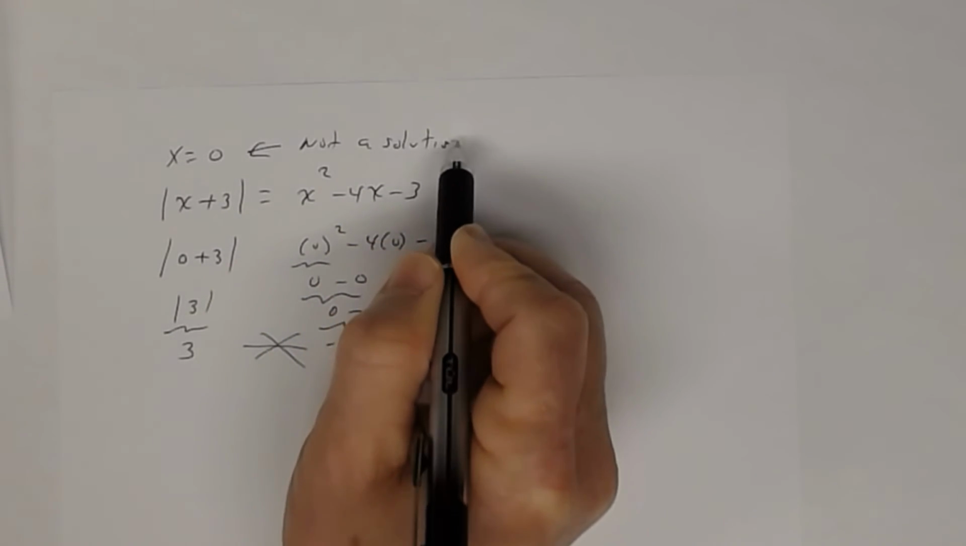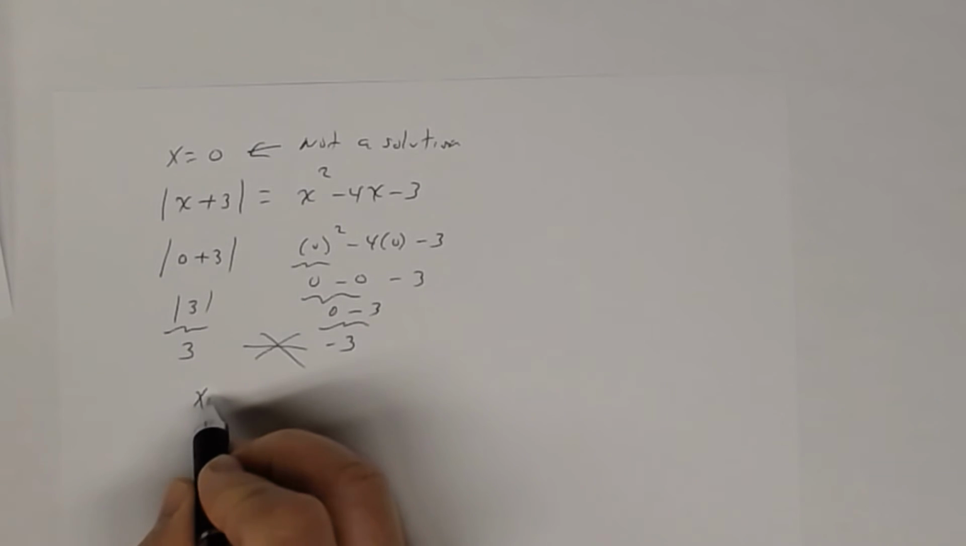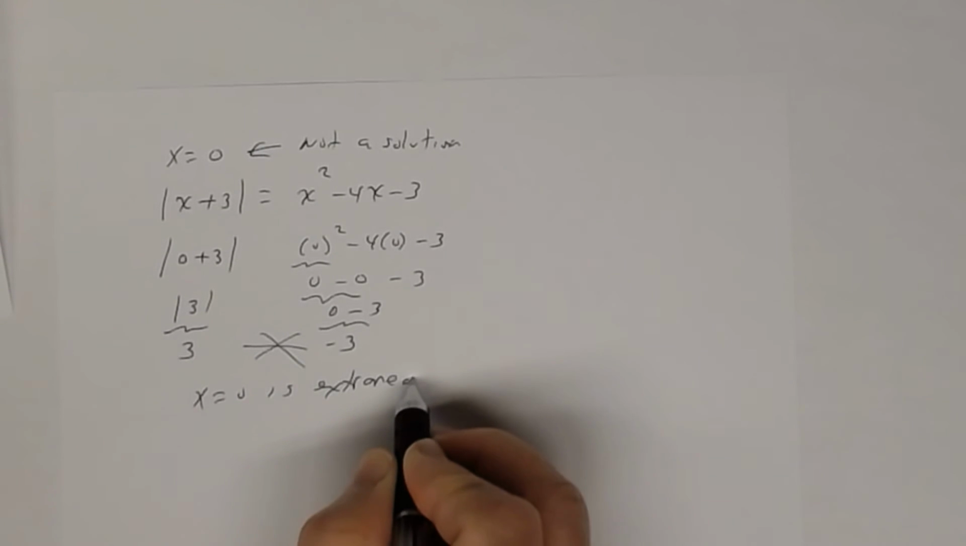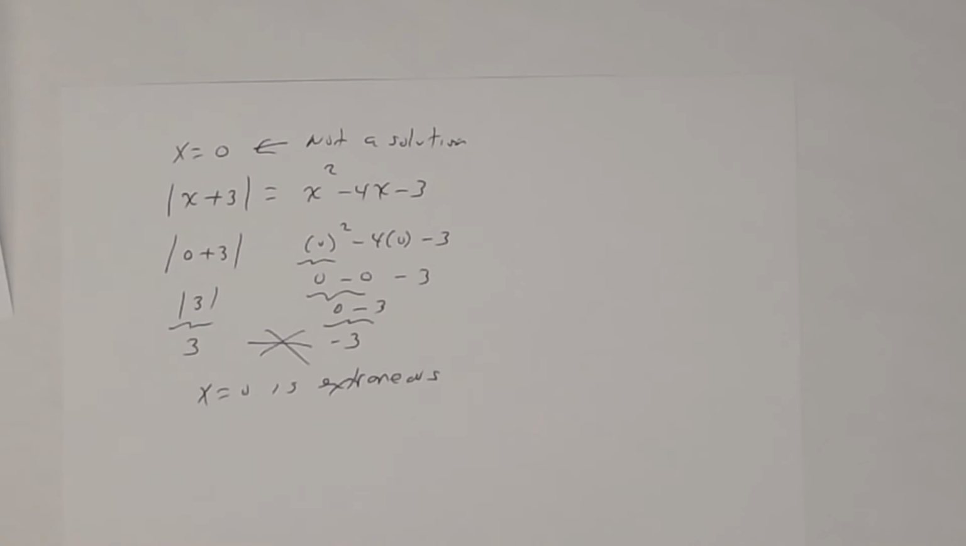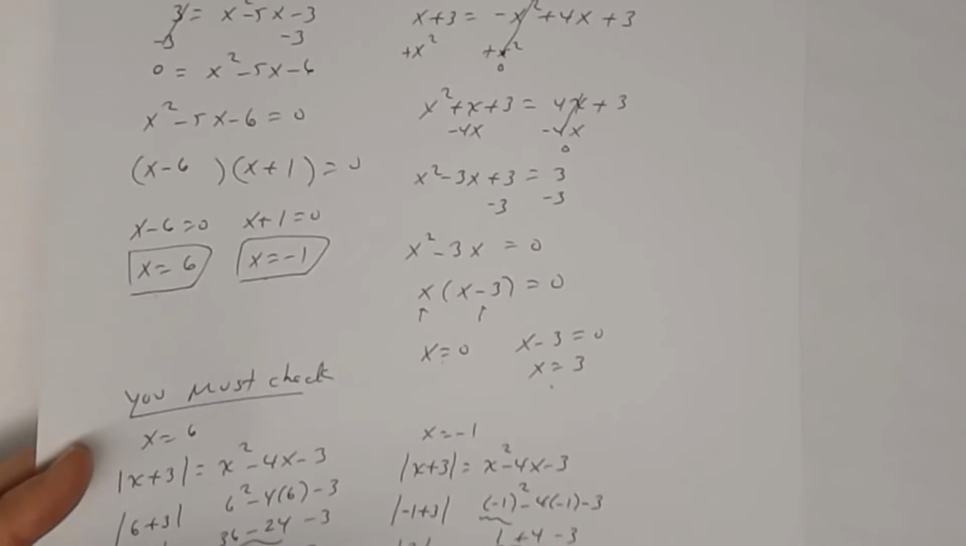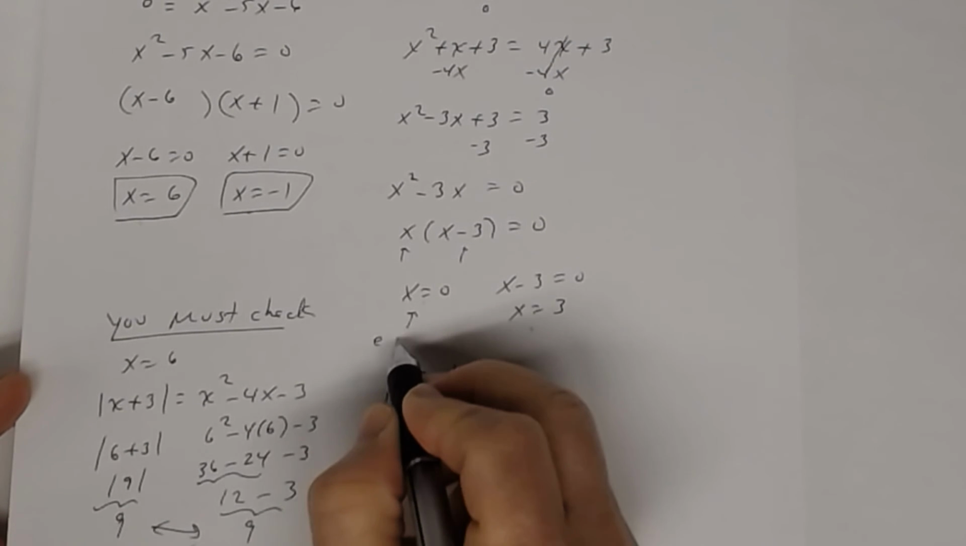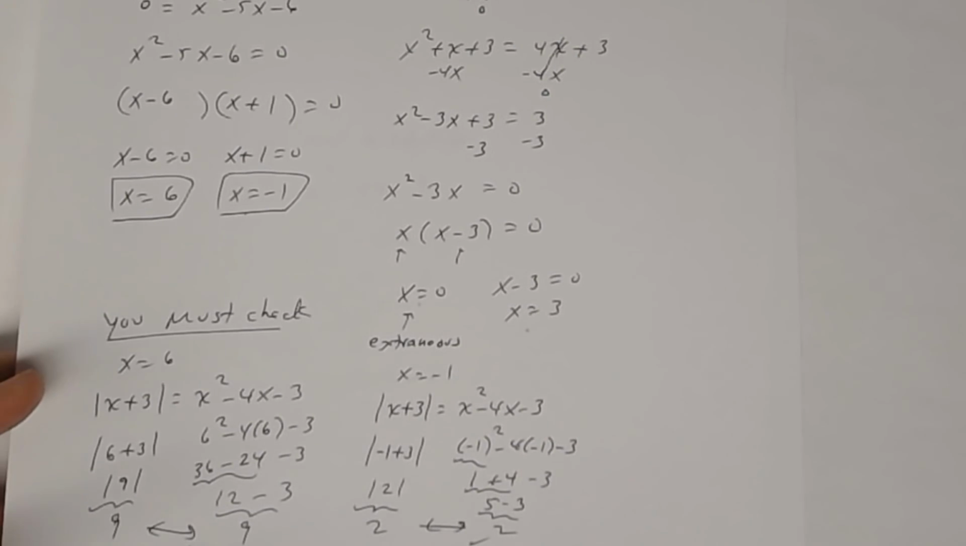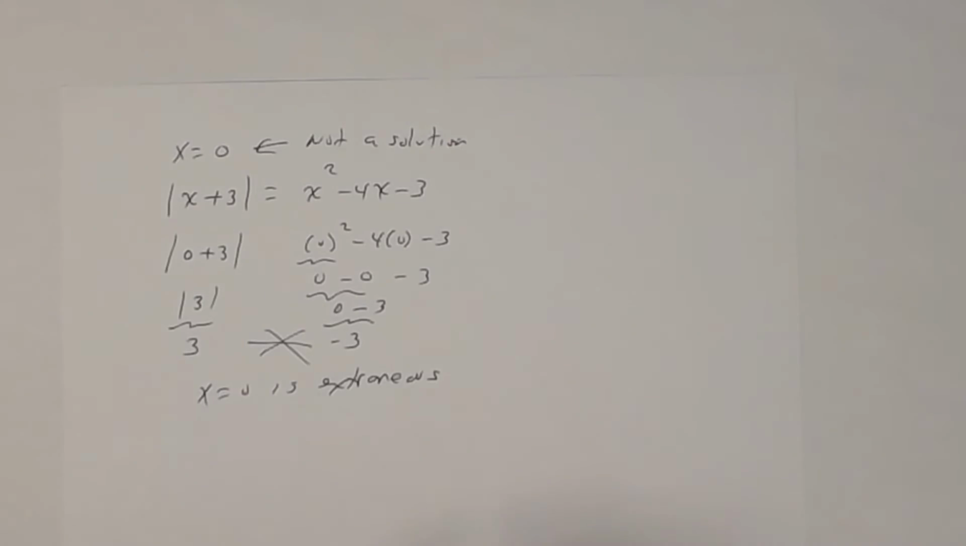It's not a solution. So remember, you can say x equals 0 is extraneous. All right. So far we only have 2 solutions. So this one right here is extraneous. That's not a solution. Now let's check x equals 3.